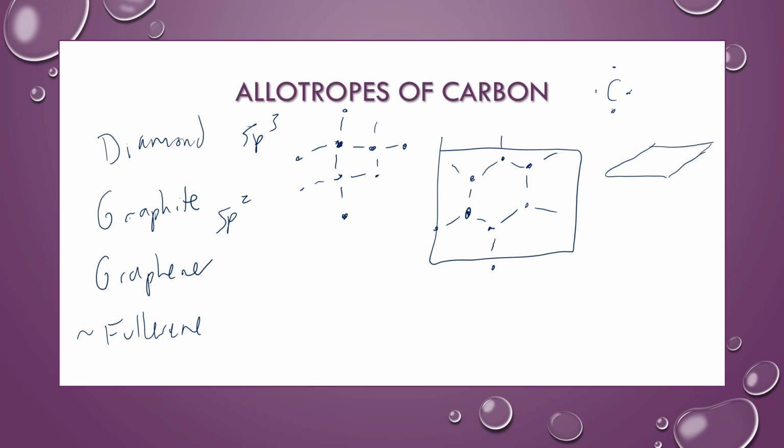A single sheet would be graphene. A single sheet of graphite would be graphene. But if you have multiple sheets, that's where you get into graphite. And these sheets are attracted to one another by intermolecular forces only.